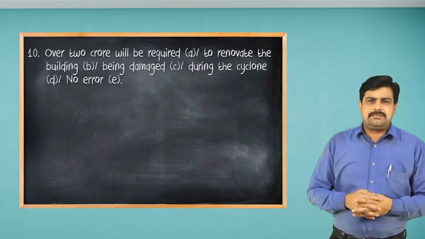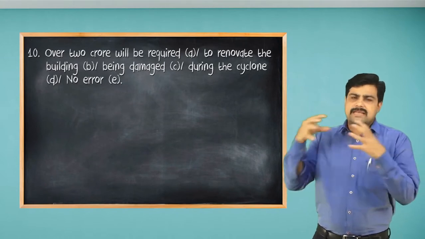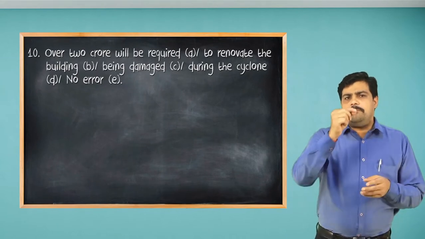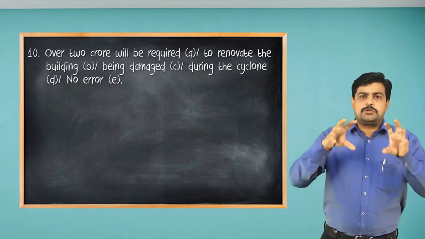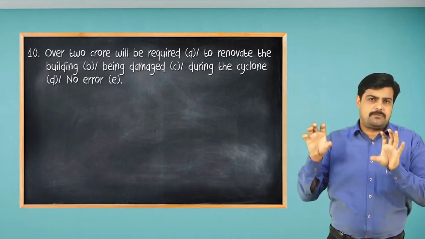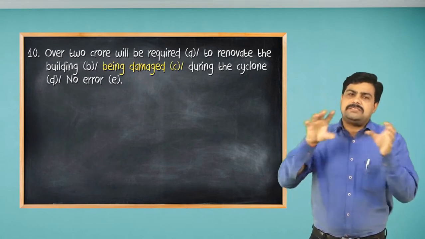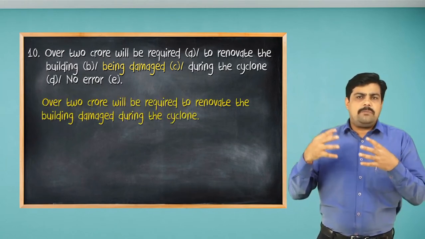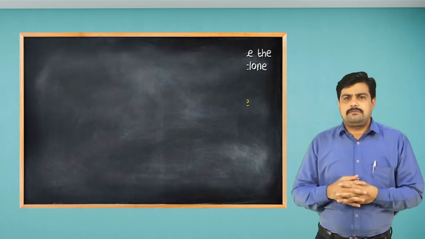Let's take another sentence. Over 2 crore will be required to renovate the building being damaged during this cyclone. Here in the sentence, remove being, because being plus third form of the verb shows the continuous state of action in the passive mode or passive sentence. Here the first part of the sentence will remain in passive only. Now see the correct sentence. Over 2 crore will be required to renovate the building damaged during this cyclone.